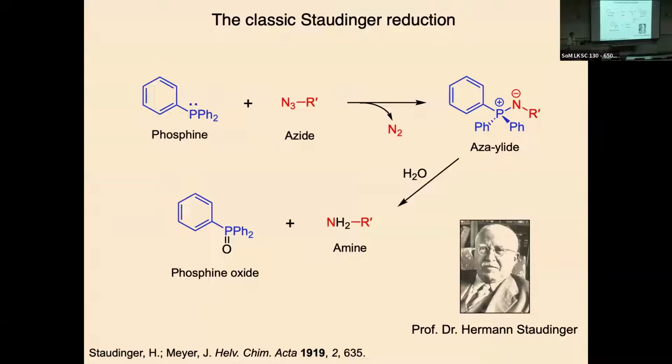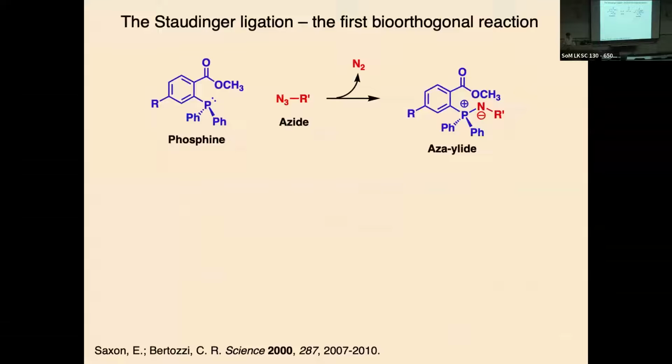But it's so close. If only the azaylid were stable in water, we could have used this chemistry to take A and B or X and Y and react them with each other and form a bond. And so we started by thinking about ways we could adapt this transformation to form a stable bond. And one of my early graduate students, Eliana Saxon, figured out how to do it.